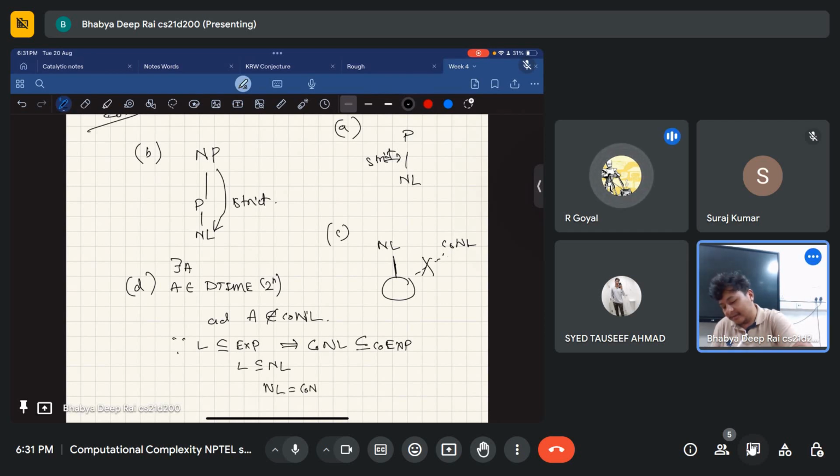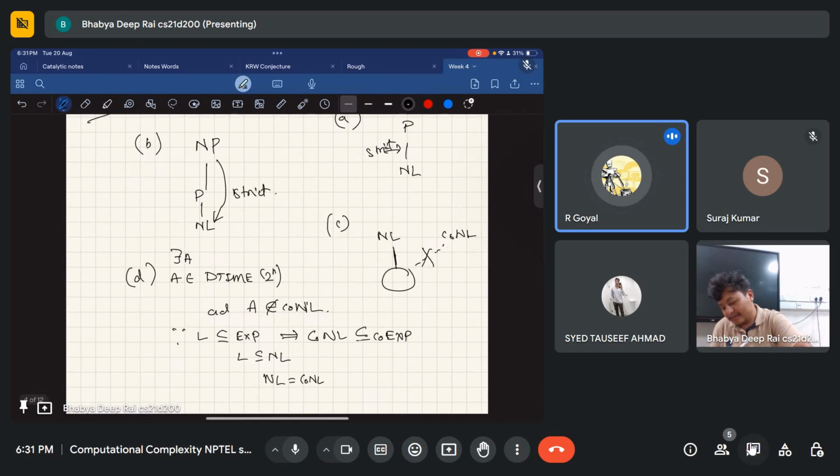So my intuition is that since L is a subset of NL and L is strictly contained in EXP, therefore L and NL both are subsets of the P class, and P is strictly contained in EXP. Right. Therefore, I think this is true that NL is contained in EXP.